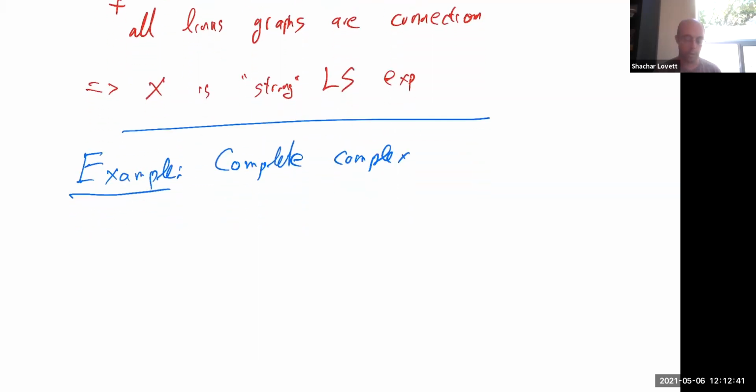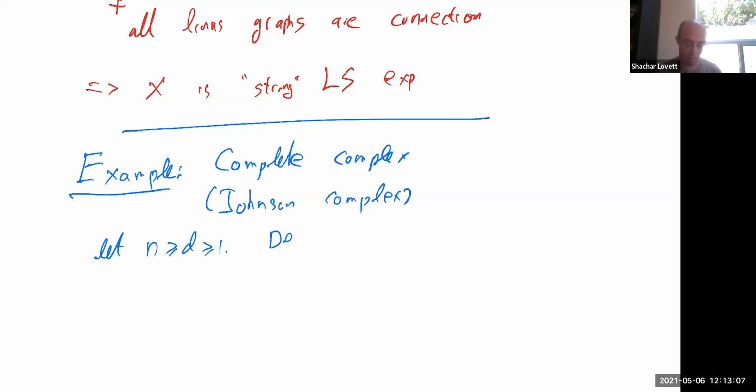So what is the complete complex? This is, by the way, also called the Johnson complex, which I guess is because Johnson studied it, or something related to the association schemes. But anyway, I think we'll explain the notation. So let n be at least d at least 1. So we define what's called J(n,d).